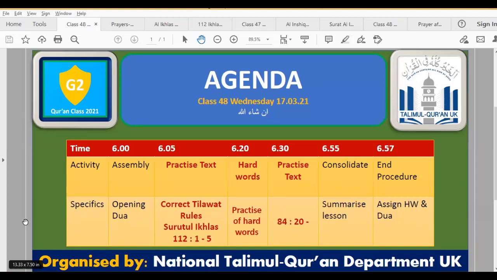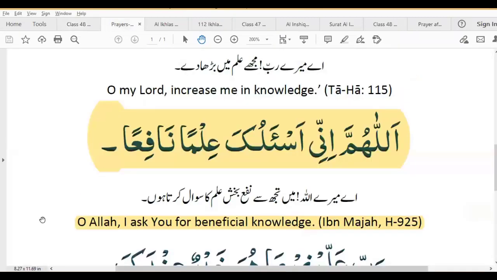And then we will be covering our practice text of chapter number 84, which you've been covering this week, and we'll be starting off and continuing from where you left off yesterday. We'll end the class with our normal procedure of assigning homework and dua. So if I could please have our first student on the mic for our dua.